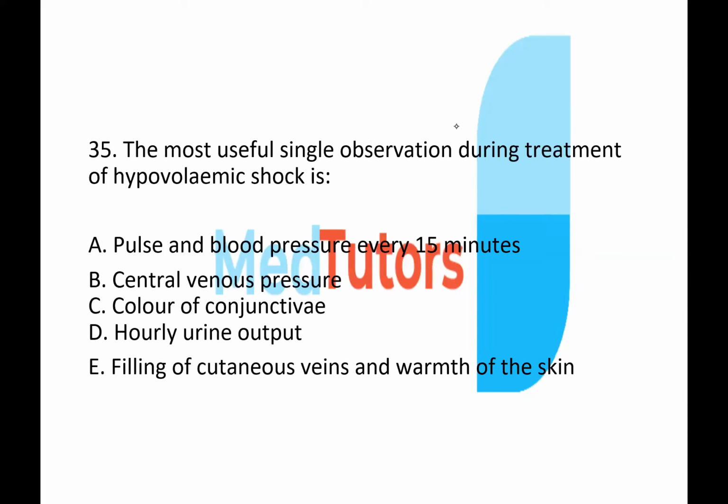The most useful single observation during treatment of hypovolemic shock. The most reliable marker for tissue perfusion is urine output. So your answer is D.